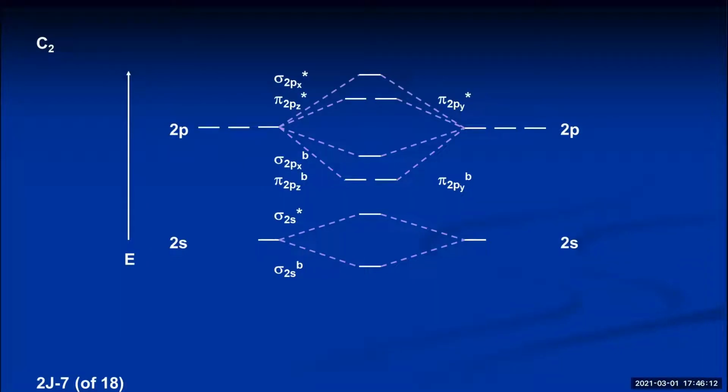Now, how can we use this to predict properties of the diatomic carbon? Well, just like before in your last homework assignment, you're now going to put the number of valence electrons for the two individual atoms in the atomic orbitals on the left and the right.